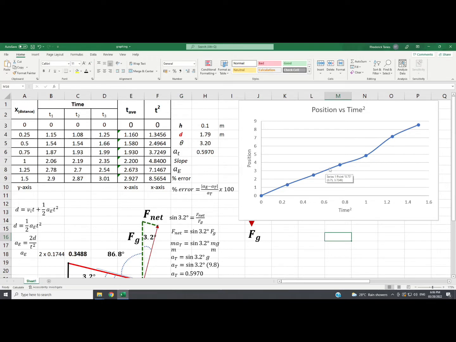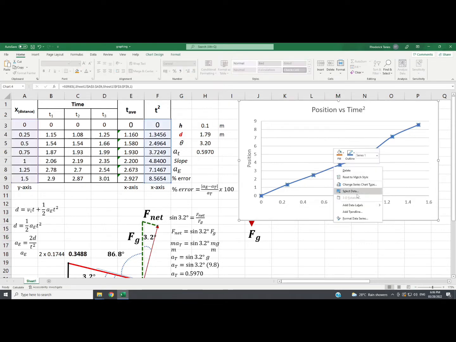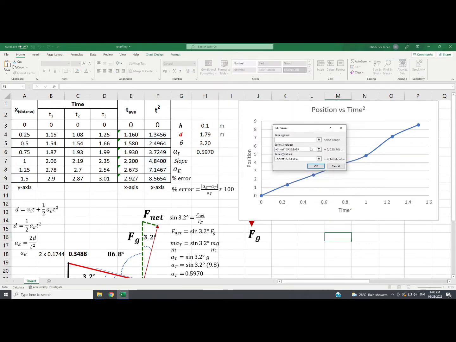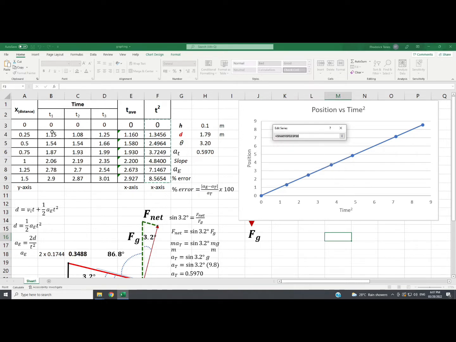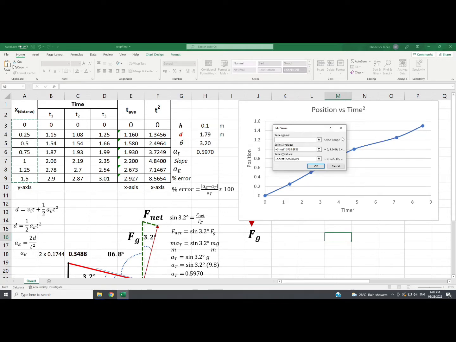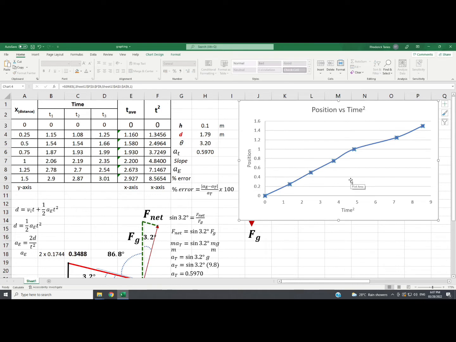And we know that this is not the correct positioning, because the t squared here should be our x-axis. So this one does not have 8.5. So we need to change this one into select data, edit, and then for the x-axis we have here this t squared, and for the y values we have the position or the distance. And then click OK, and then click OK. Okay, so you can now print this one, or you can print this one later with the trend line. So next is to add a trend line.